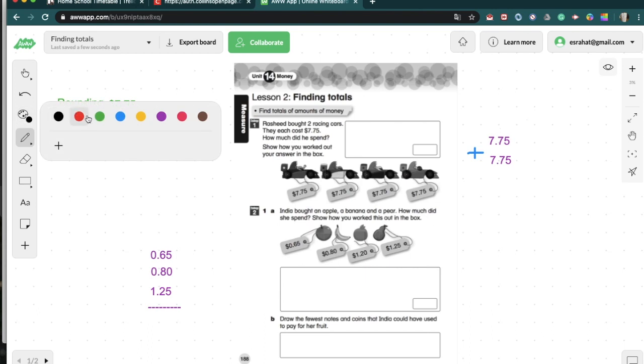Choose the color, let's say you like blue or yellow. Okay, let's start adding from the right side. 5 plus 5 equals 10. 0 down, 1 above. Okay, I want to change the color now to blue. 7 plus 7 equals 14. Plus 1, it will equal 15. 5 down, 1 above to the left.